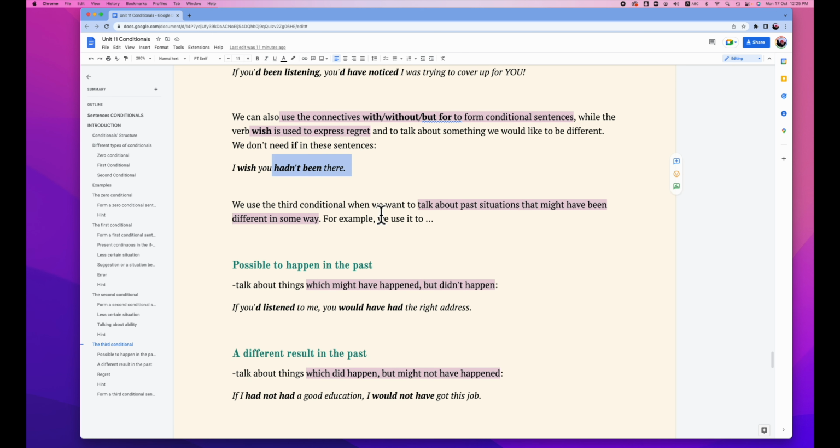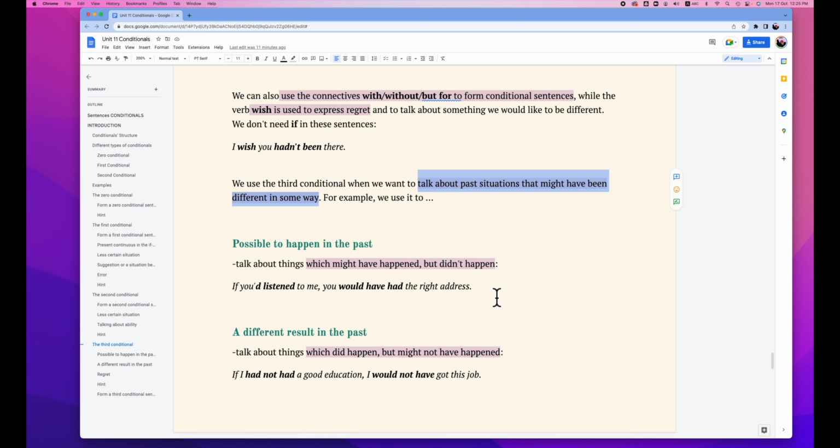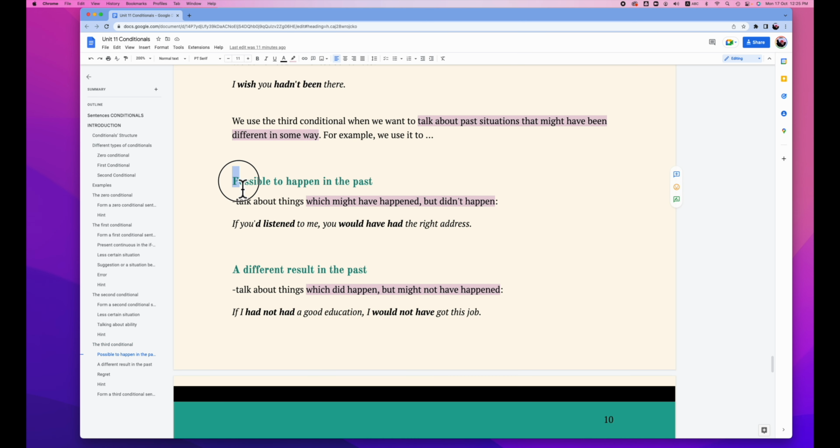And also, we use the third conditional to talk about past situations that might have been different in some way, or something that was possible to happen in the past. To talk about things which might have happened but didn't happen, we use the third conditional. If you had listened to me, you would have had the right address. Then how about the other situation? A different result in the past.